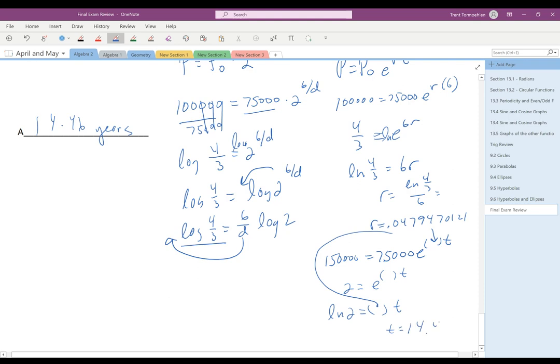So either one of those is a good way to do that problem. It doesn't matter which one you do. Both are effective and tell us interesting, good information.